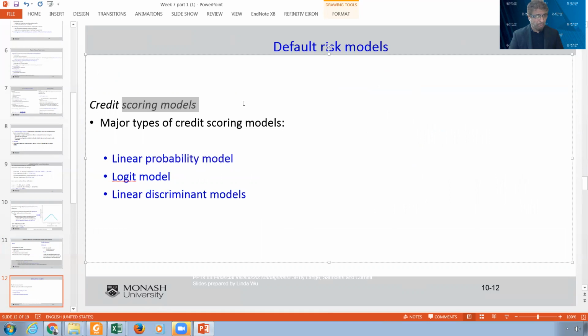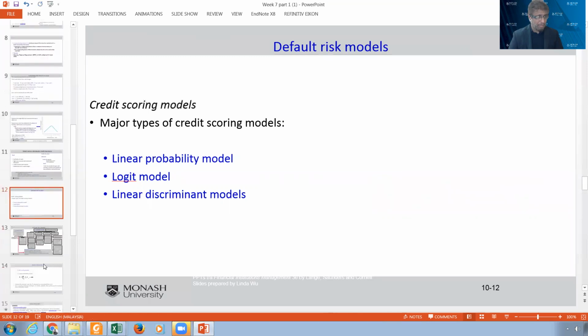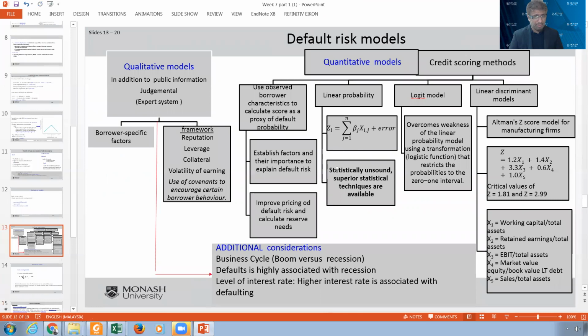And credit scoring, we have talked about it, but here we are not talking about personal loans, but business loans using the balance sheet. And we have another model called the Logit, and the third one is the linear discriminant model. Now, let me just give you this, maybe this gives you the big picture here. So this is a quantitative model, and we have three models, which I will explain in a while. We have the linear probability model, the Logit model, and the linear discriminant.